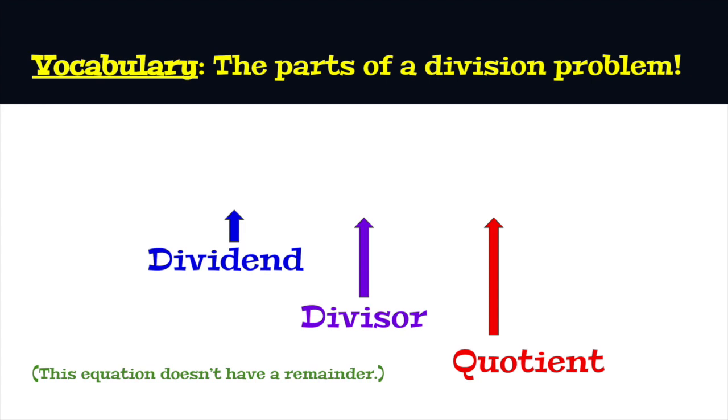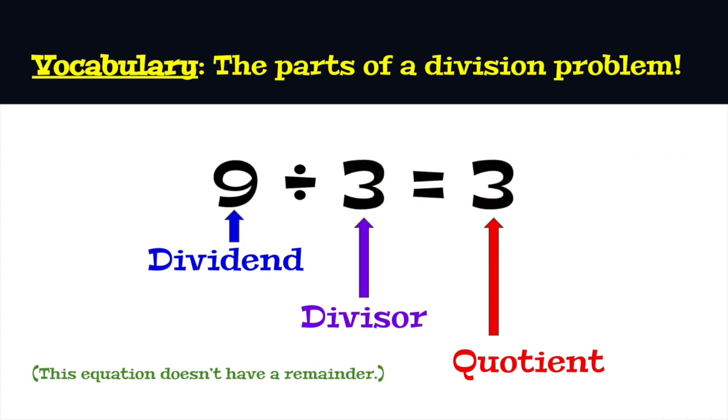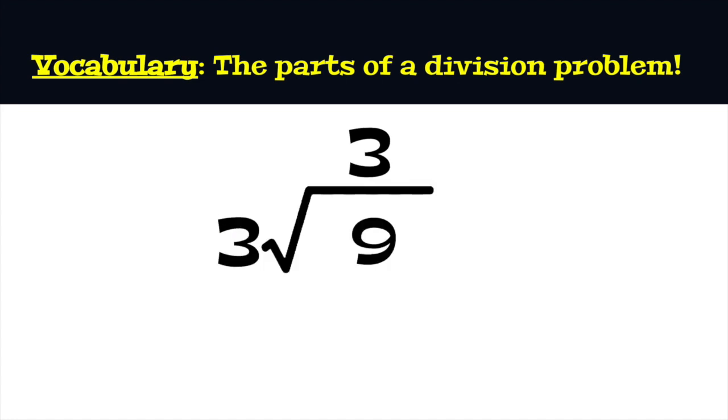Now let's look at each of these parts in an actual problem. Here's the same problem from before. 9 divided by 3 equals 3. The 9 is my dividend. That's the number of circles I started with. Then I split that into 3 small groups. That's my divisor. And each group had 3 circles in it. So 3 is my quotient, or the answer. This equation doesn't have a remainder because I have no circles left over.